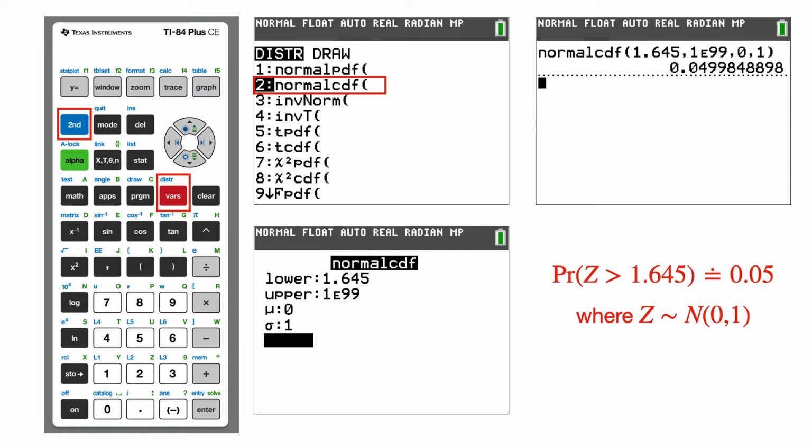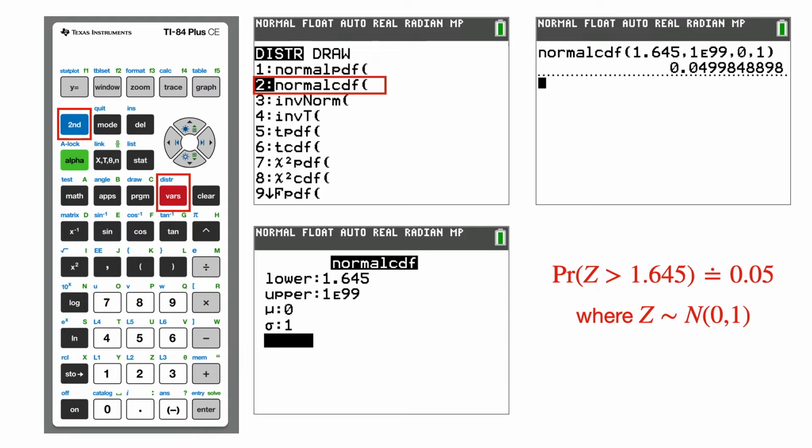And so, for example, if we wanted to calculate the probability that the standard normal random variable is greater than 1.645, we could access the distribution functionality in the calculator by pressing the second and then vars key. That brings us to the distribution menu. The second option is the normal CDF function. To find the probability that z is greater than 1.645, we would enter as the lower endpoint of the interval 1.645. For the upper endpoint, we would enter 1 times 10 to the 99th, which is how it represents infinity.